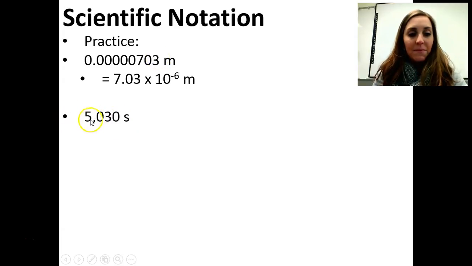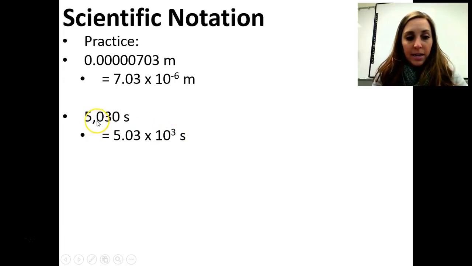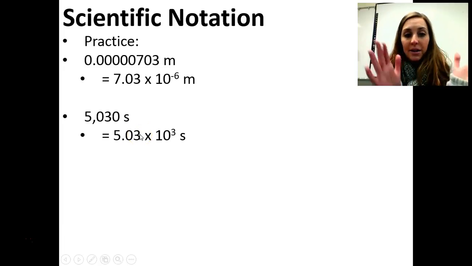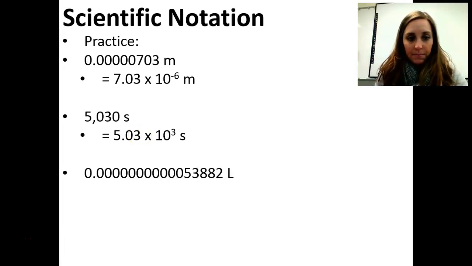This one, my sig figs are 503. That's what I keep. The decimal goes after my first non-zero, so it's going to go after the 5. Between here, my new decimal position, and here, my old decimal position, this has 3 spots. Notice it goes 1, 2, 3. It's positive because 5.03 needs to get bigger to be 5,030.